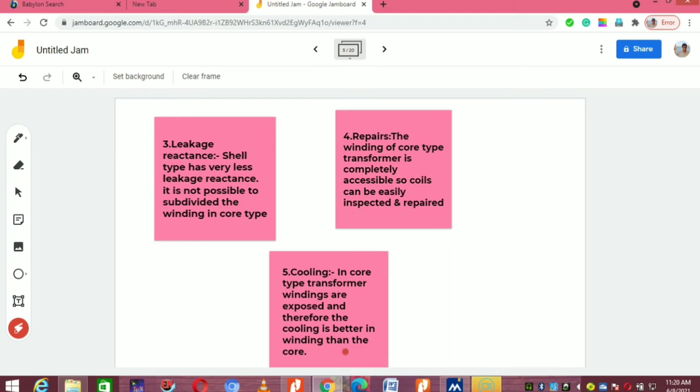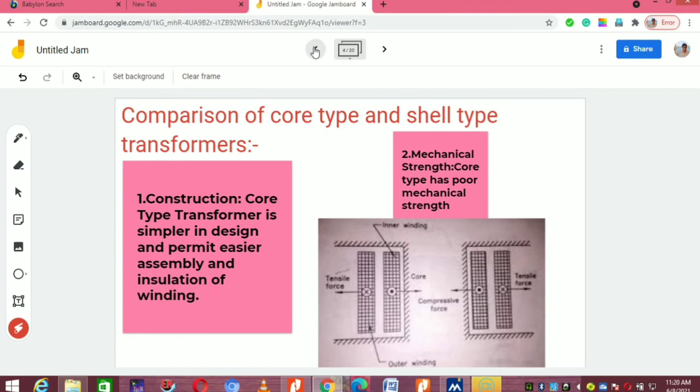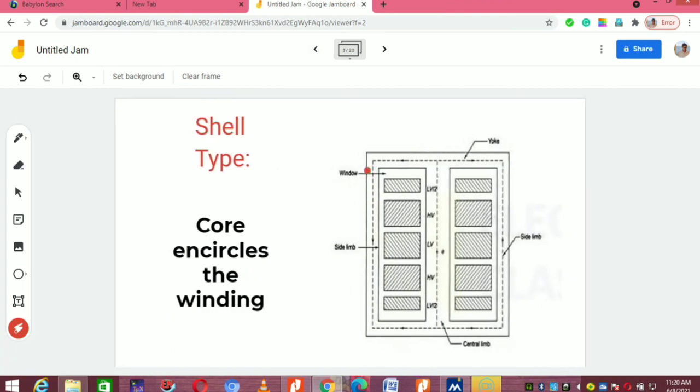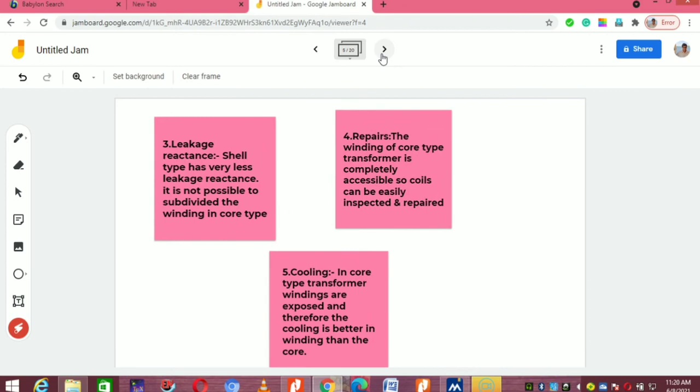This is vice versa in shell type transformer. See the figure of shell type transformer. In the shell type transformer, the core is outside, so easily it can be exposed to cooling medium. The winding is inside. So the cooling is better in core when compared to winding.